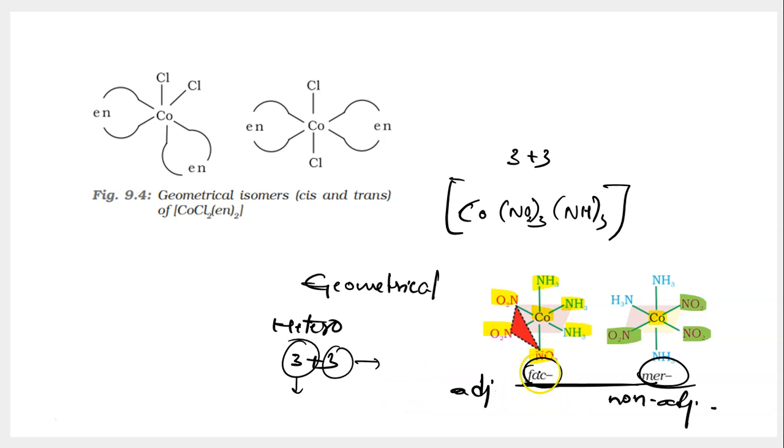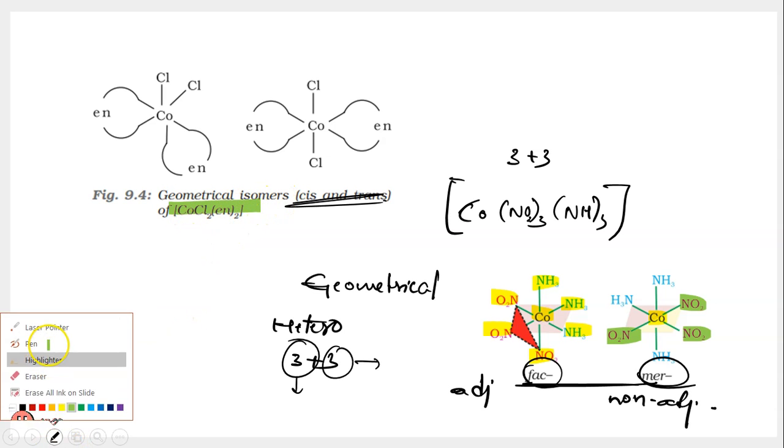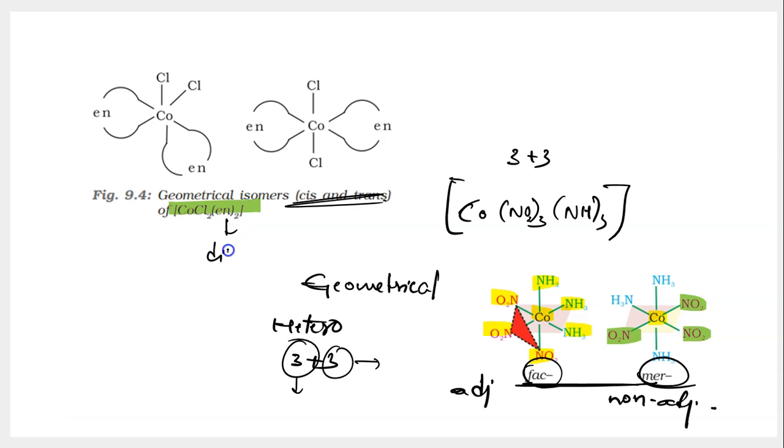So facial isomerism is when 3 ligands of same type are adjacent, and meridional is when 3 ligands of same type are non-adjacent to each other. I hope you're clear with this. And here is one more example to observe cis-trans isomerism. Cis-trans isomerism in case of the CoCl2(en)2 complex. In case of the ligands which are divalent by nature, also we can observe this kind of cis-trans isomerism.